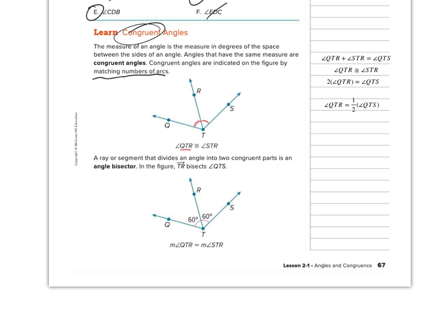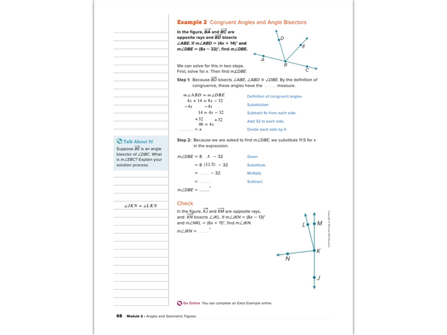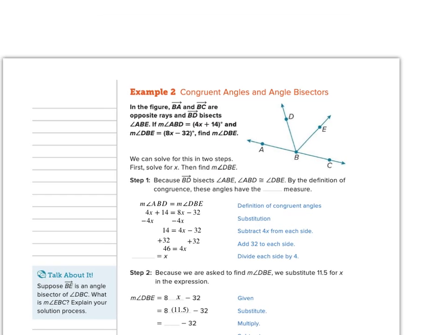So moving on. Here in this example, congruent angles and angle bisectors, let's see. It says in the figure, they're always going to define this stuff for you.